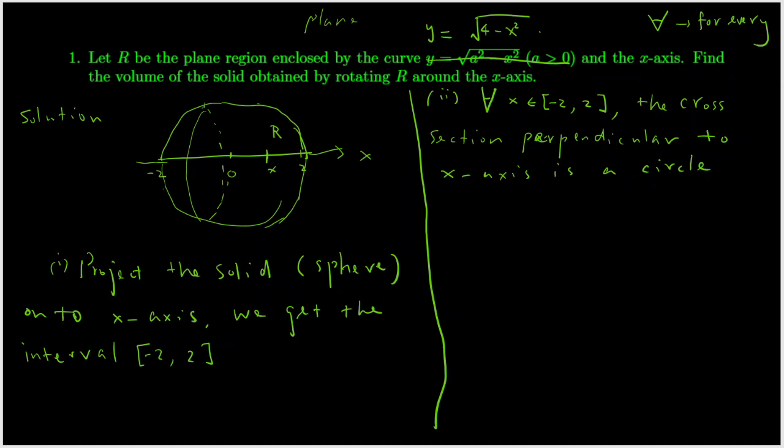Now listen to me carefully. You draw a line segment, something like this. It's a little messy. I was trying to make it better. Passing through point x, you draw a line segment perpendicular to the x-axis. And then you rotate the line segment around the x-axis.